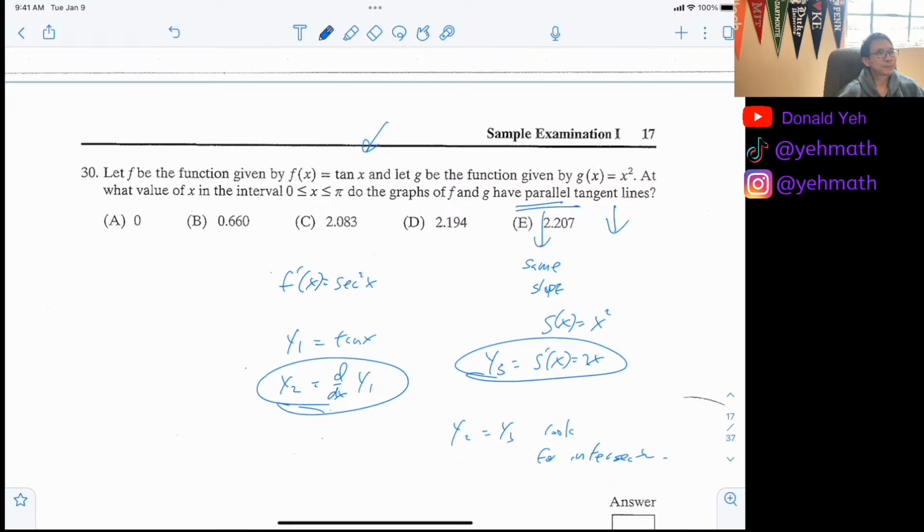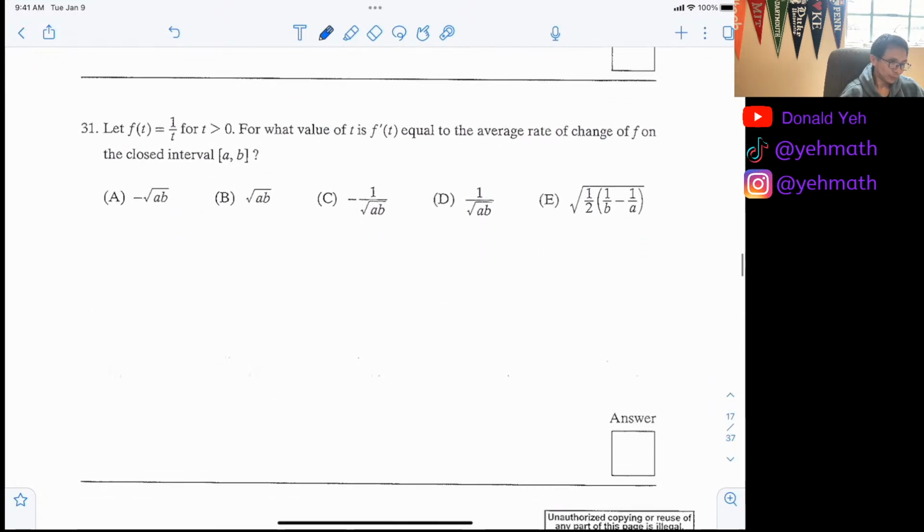Next question. 31. 31 has a lot of math. I mean, it's not a lot, but do you know what the mean value theorem is? Oh, do you know what average rate of change is? What is the average rate of change? f of b minus f of a over b minus a. And they say average rate of change is equal to f prime. So that means it's actually the mean value theorem.